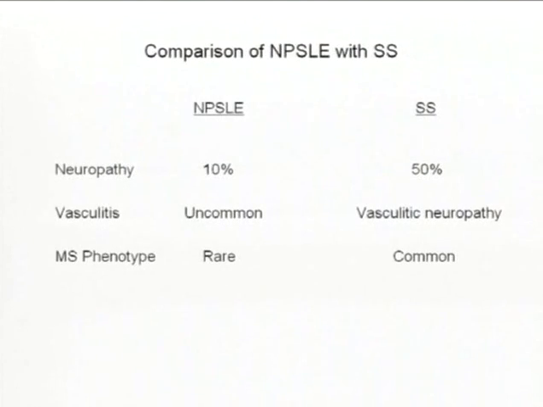So I just want to reemphasize some distinctions between neuropsychiatric lupus and Sjogren's syndrome. Neuropathy is not that common in lupus, seen in 10 to 15% of cases, but can be seen in 50% of cases in Sjogren's syndrome. To reemphasize the point, vasculitis is uncommon in lupus, but mediates a vasculitic neuropathy in Sjogren's syndrome. And the MS phenotype is rare in lupus and is common in Sjogren's syndrome.